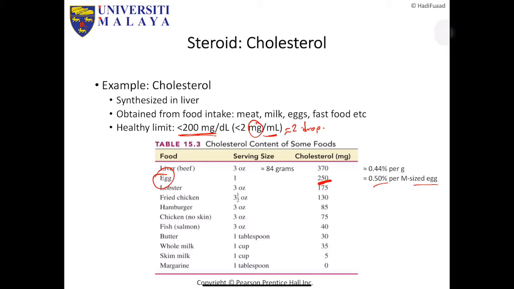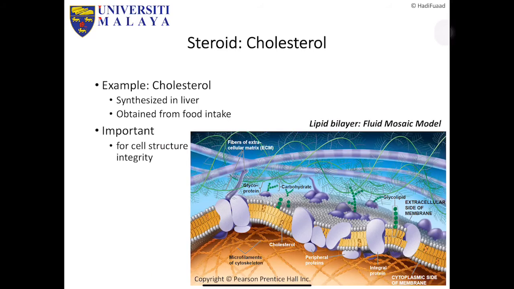All right, so these are some other examples of cholesterol, or steroids. Everybody's consuming steroids now. Okay, so another example of steroids. So this I've already talked about. But for cell structure integrity, this is how it looks like. You can see steroid hormones drawn, embedded throughout the cell membrane layer.